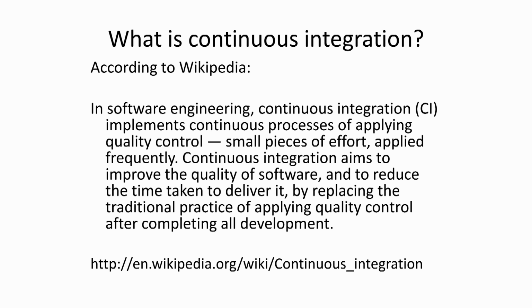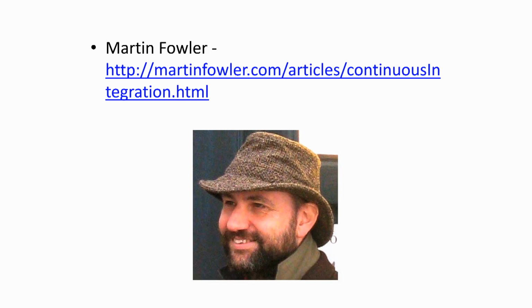Now, the obligatory Wikipedia quote. So continuous integration is a very technical thing. It's a theory of development. And so what you try to do is improve the quality of software by replacing the traditional practice of applying quality control after completing all development. So what we want to do is take our old way of doing things and replace it. So that definition was only mildly helpful, so I kept looking.